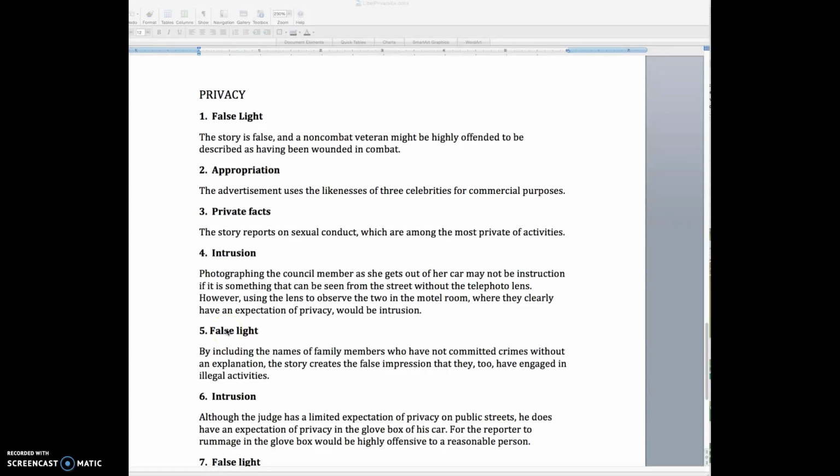Okay, here's the last screencast for privacy, and this is on our exercise on page 103, exercise 3.